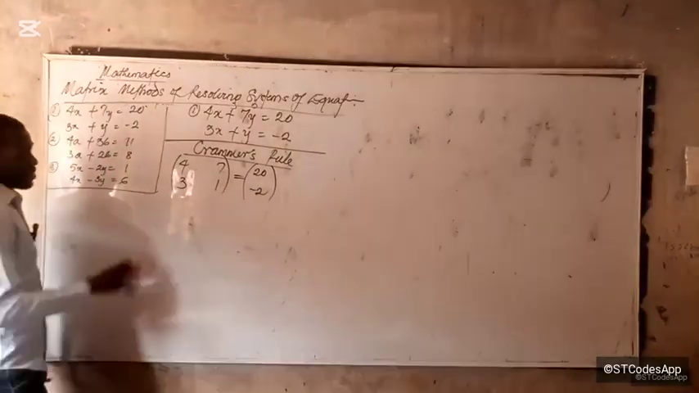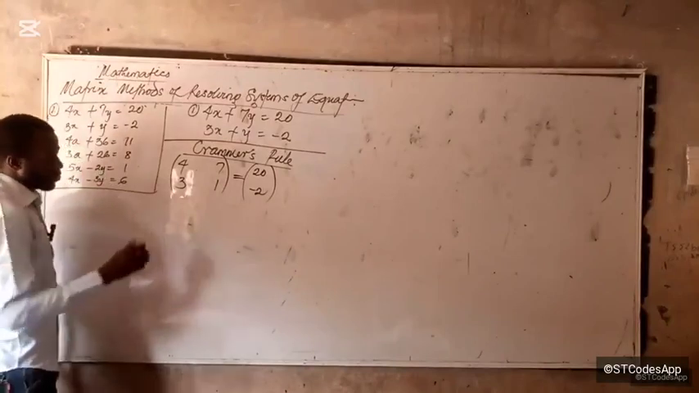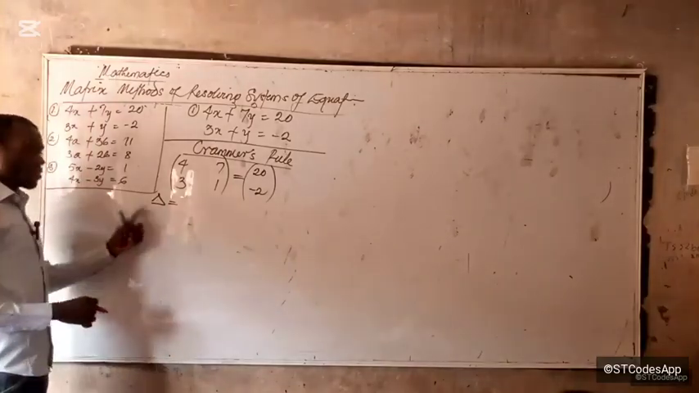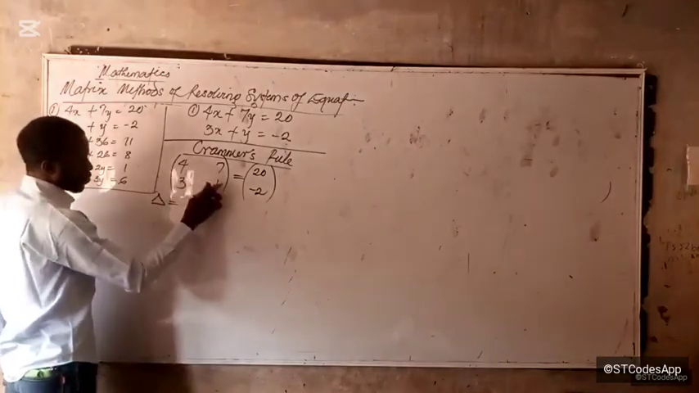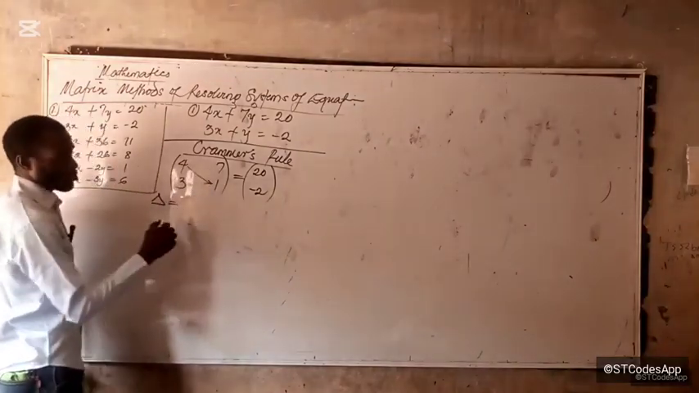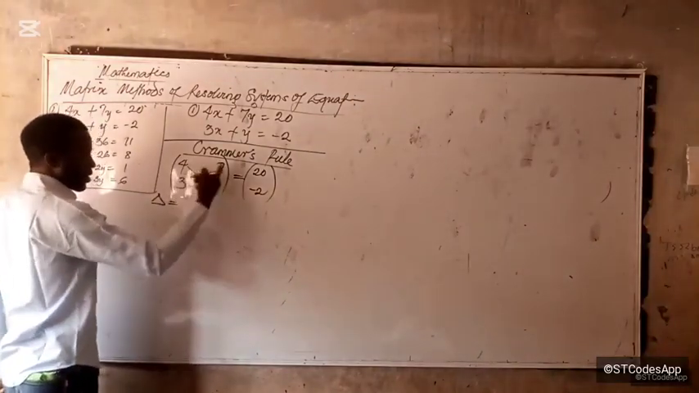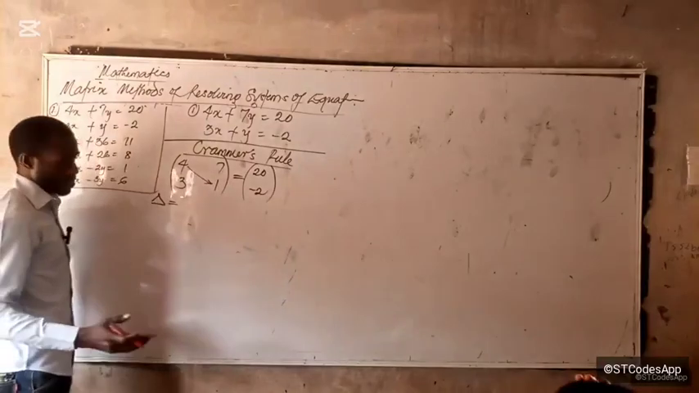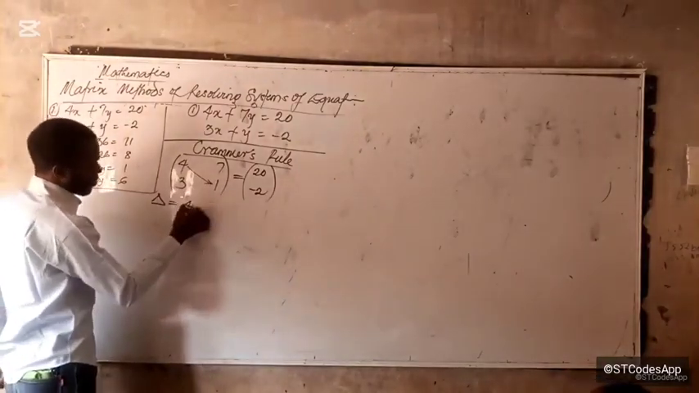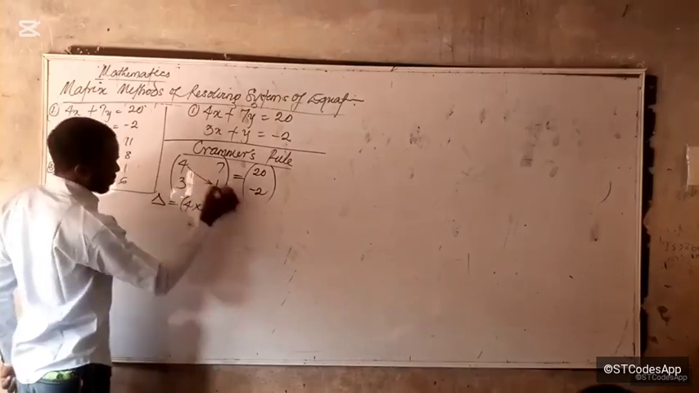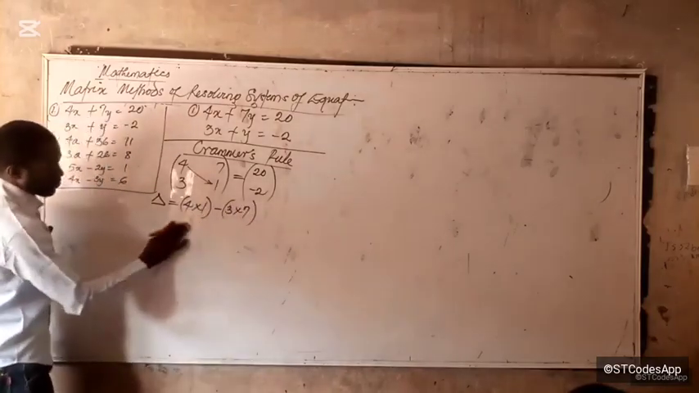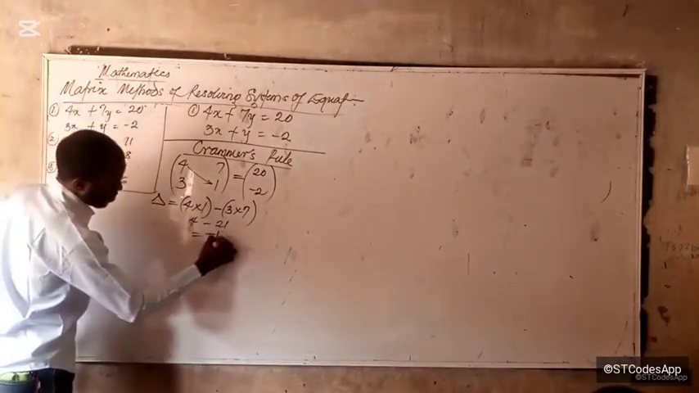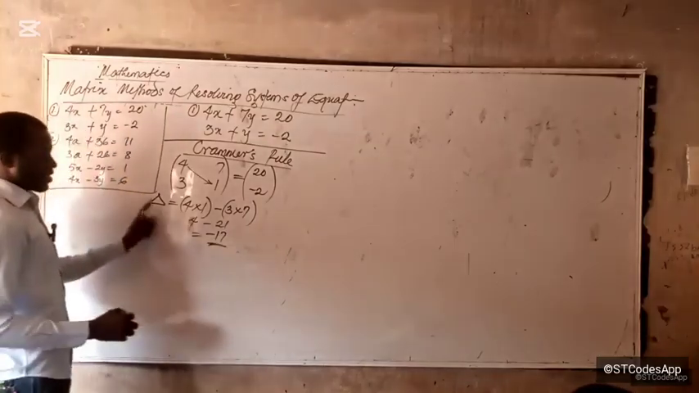Now, what you want to do is find the determinant of this expression. The determinant, call it delta, is 4 times 1. You multiply the main diagonal, then you subtract the product of the other diagonal. Is that okay? For this main diagonal, 4 times 1, minus 3 times 7. So 4 minus 21 gives us minus 17. All right. So this is our determinant, delta.